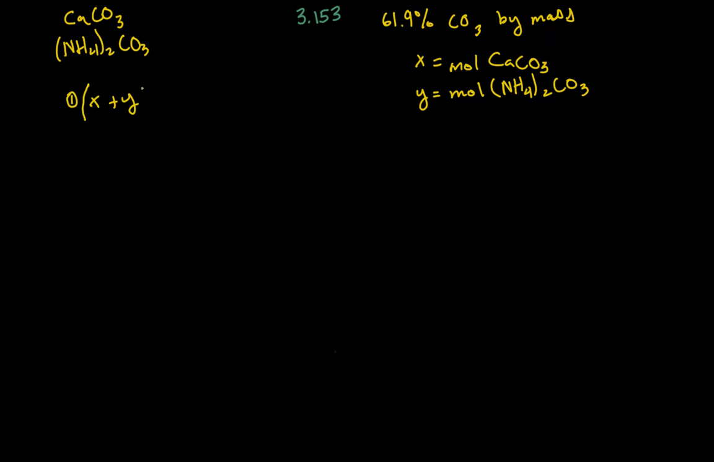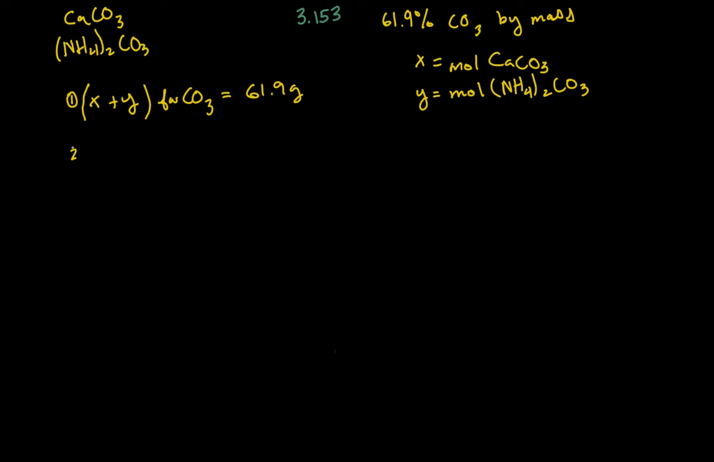X plus Y times the formula weight of carbonate will give us this mass in the 100 gram sample that we were looking at: 61.9 grams. So we're going to take this and rewrite it in molar terms.